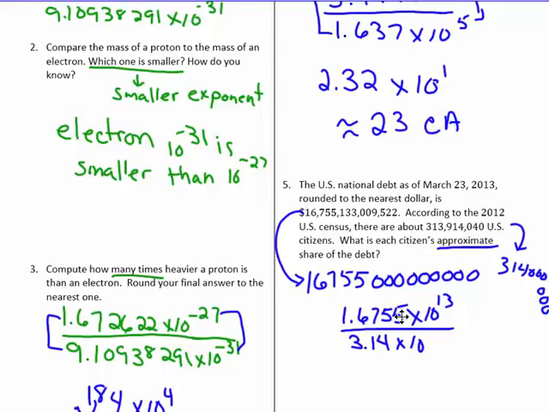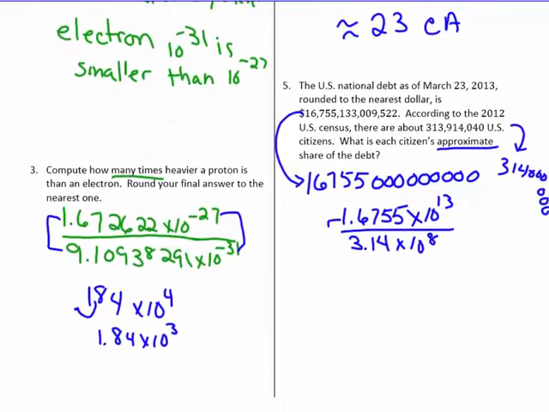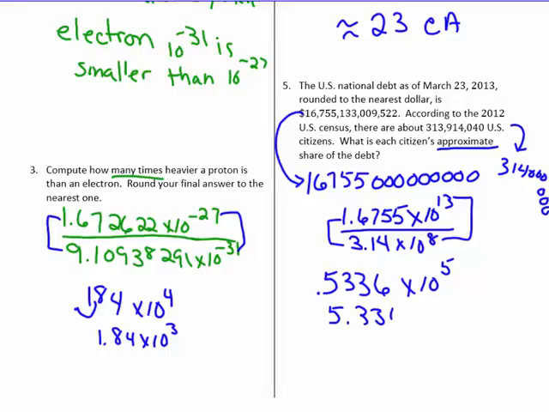3.14 times 10 to the 8th. So now we're going to divide and subtract, and again we are going to approximate. When I divide this, I get about 0.5336 times 10 to the 5th. In correct scientific notation, it's times 10 to the 4th, which means each person's share of the debt, in standard form, is $53,360.